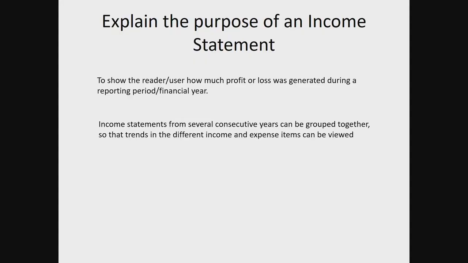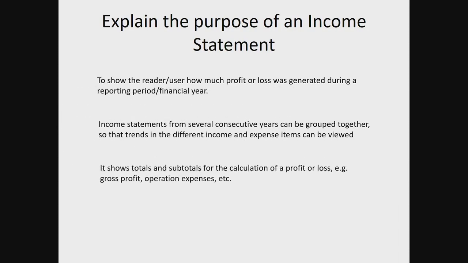Okay? Then also another answer that will be accepted was, it shows the totals and subtotals for calculations of a profit or a loss. There's a line item on the face of the income statement that says gross profit. So that will be your sales minus your cost of sales. It gives you a total of the operating income. It gives you a total of the operating expenses. It gives you the operating profit. It shows you different items.